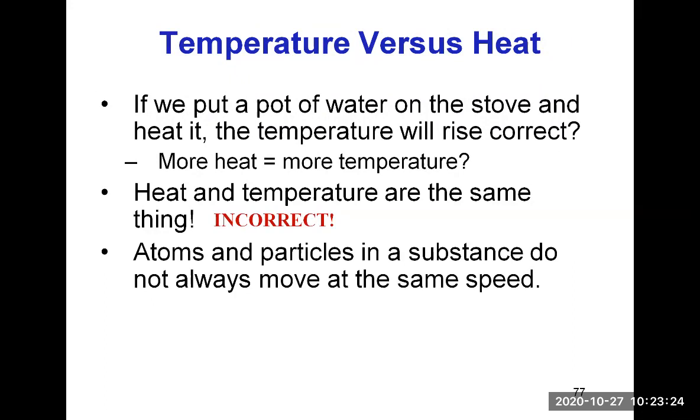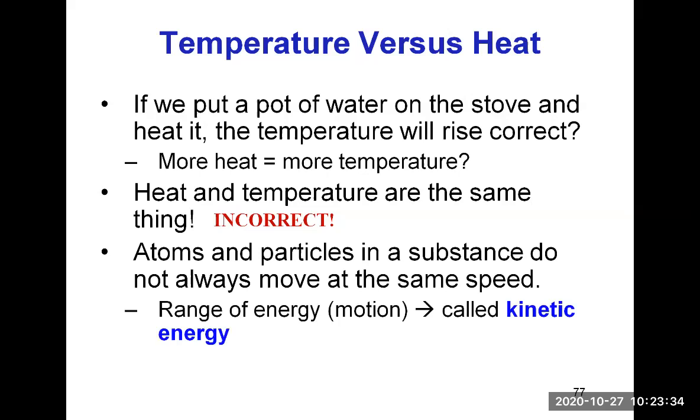Atoms and particles in a substance do not always move at the same speed. Within a sample, you may have particles that move more or less. So there is a range of energy of motion, and the energy of motion of the particles is called kinetic energy. The kinetic energy is the energy of motion of the particles. And not all particles within a sample have the same kinetic energy.